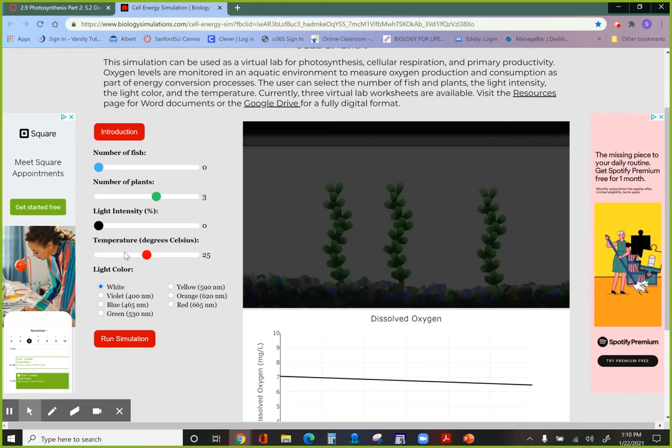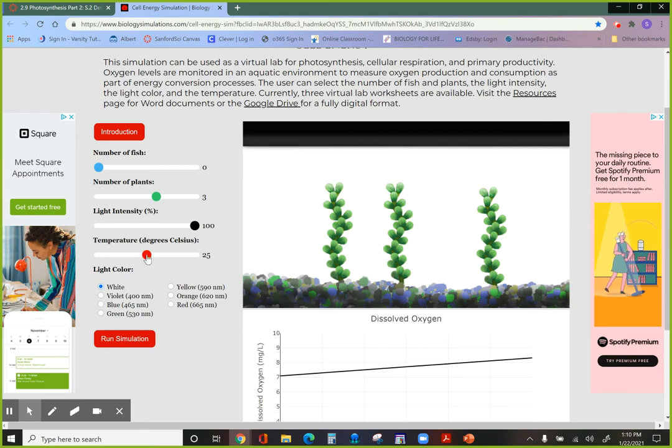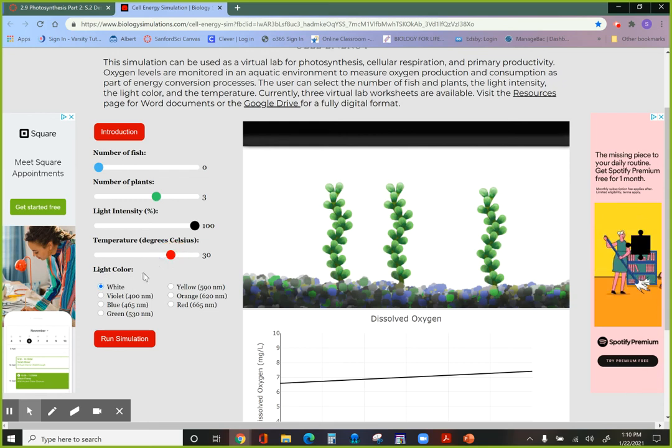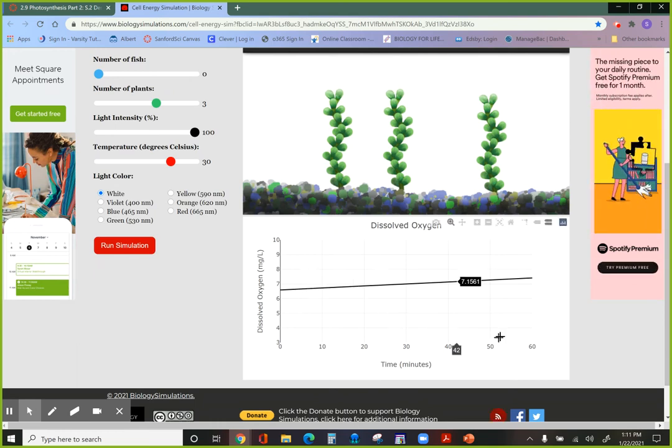You could instead look at temperature. As long as you come up with 5 different temperatures, you can choose those. You can choose different colors of light. There's 7 here to choose from. You can do 7 different colors of light. What you're doing is looking to see how these different variables, whichever one you choose, because you're only choosing one to change, impact the amount of dissolved oxygen after 60 minutes.